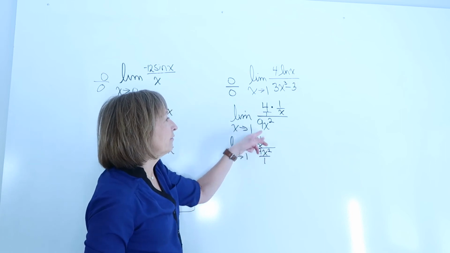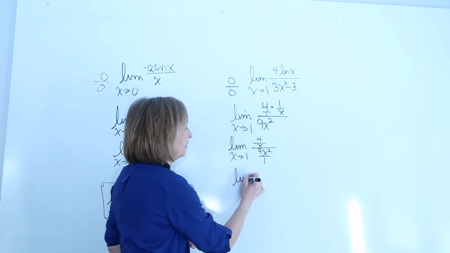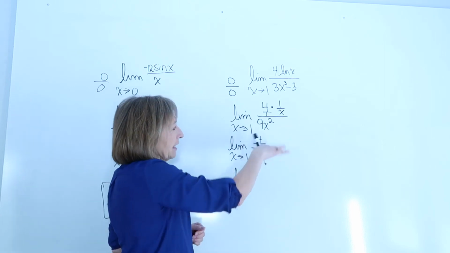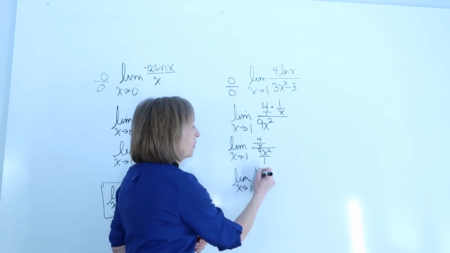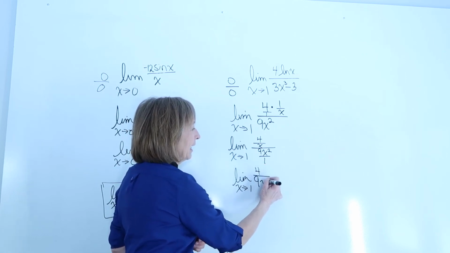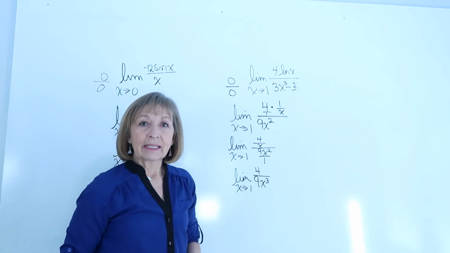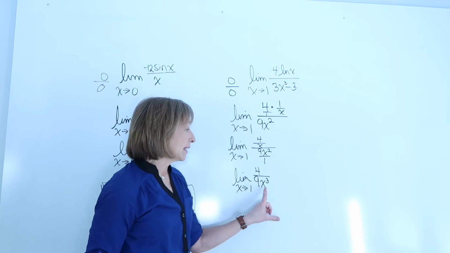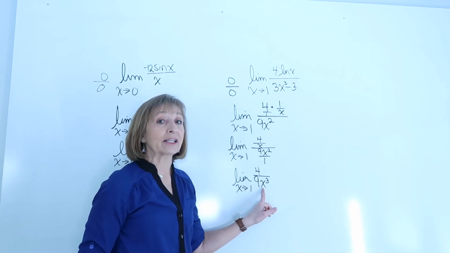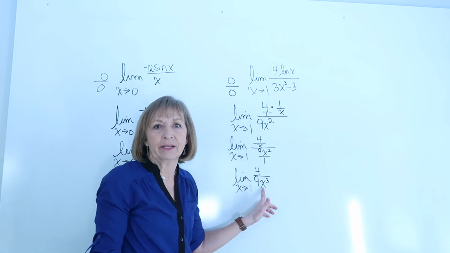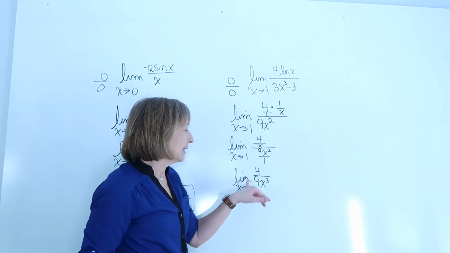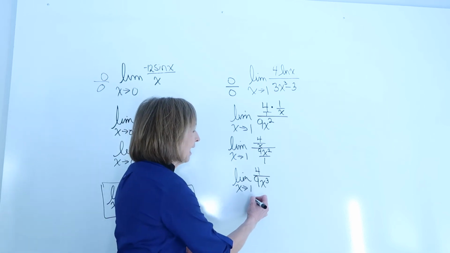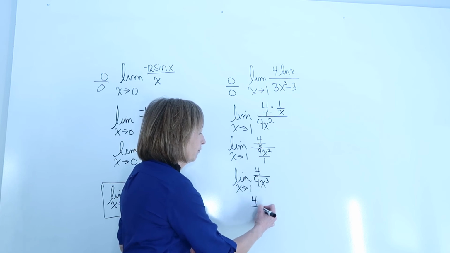So when I flip and multiply, I have the limit as x approaches 1 of 4 over 9x cubed. Now think, what is happening with this limit as x approaches 1? Well, as x approaches 1, 9x cubed approaches 9. So I don't have a 0 in the denominator anymore. And as x approaches 1, my numerator 4 approaches 4. So I get that this limit is equal to 4/9.